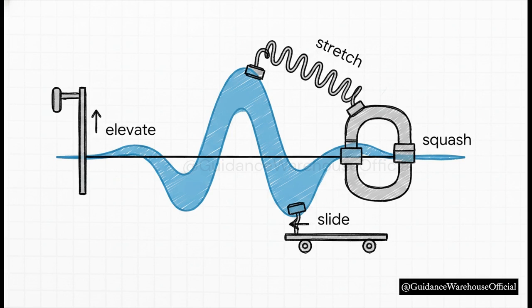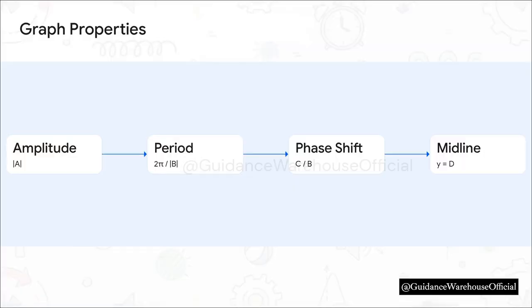By just tweaking these 4 little letters, a, b, c, and d, we can stretch, squash, slide, and elevate our wave to perfectly match any real-world data. So the absolutely crucial part is how we extract our properties from this master formula. Here's how you do it, step by step. Step 1, your amplitude is simply the absolute value of A. Step 2, your period is 2 pi divided by the absolute value of B.